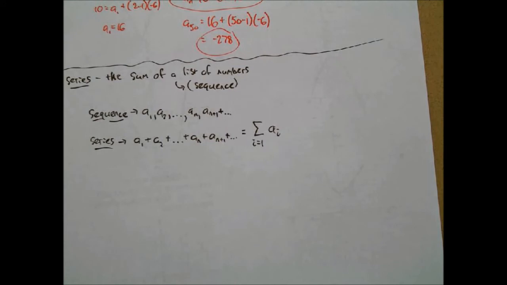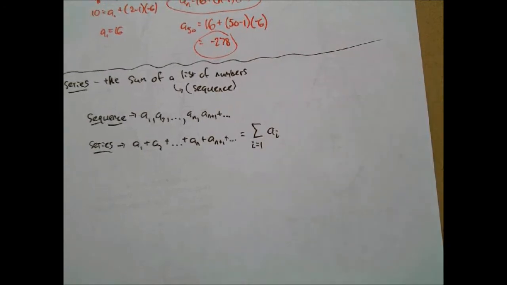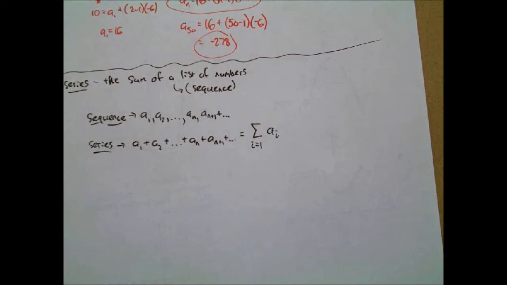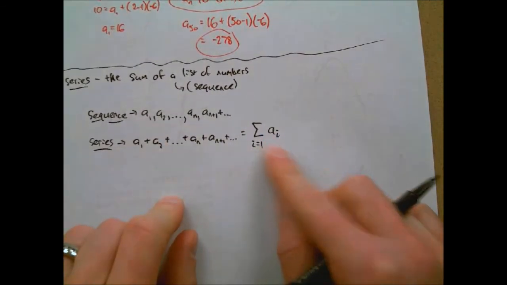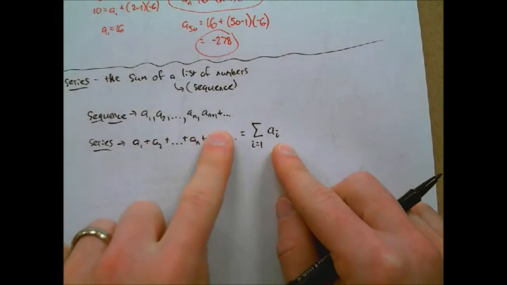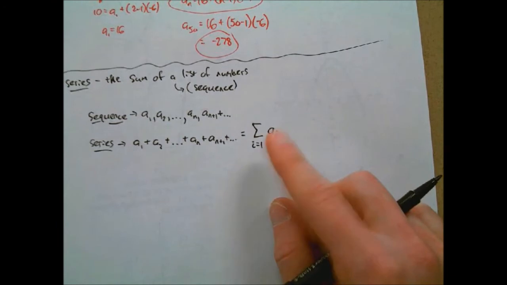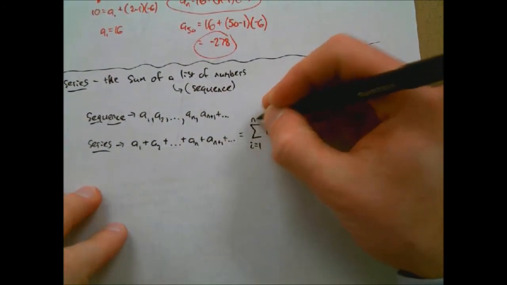Wait, so sigma is the whole thing? Yes, sigma, and then you have your sequence right here next to it. Oh, okay. So a sub i is the same idea as our sequence here. It's just we're using an i because i is our variable that is counting from 1, then to 2, then to 3, then to 4, all the way up to, and we'll say it counts up to n in this case.